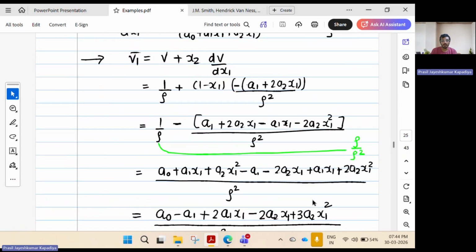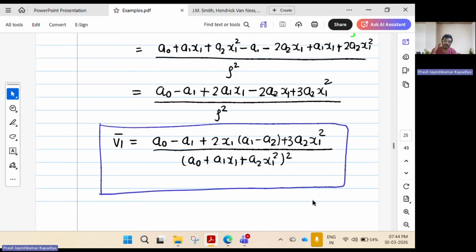And if I want to find the infinite dilution term, V1 bar infinity, when do I get it? When x1 tends to 0. If I put x1 tends to 0, the x1 terms go out. What I am left with is a0 minus a1 divided by a0 square. That will be my V1 bar infinity. In the denominator it is just a0 square, and in the numerator it is a0 minus a1.